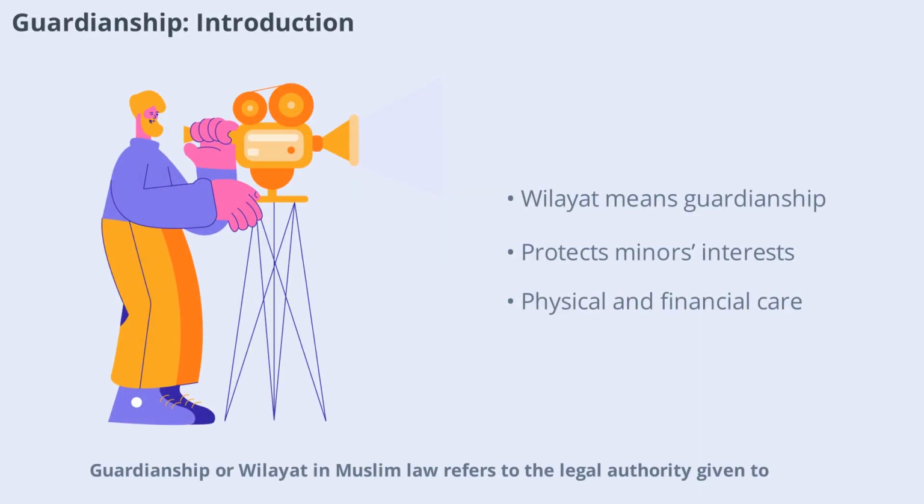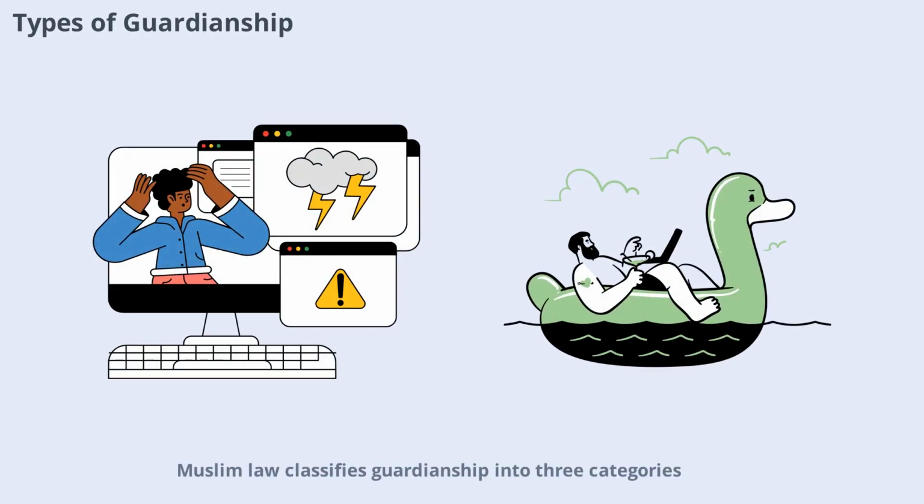Guardianship, or wilayat, in Muslim law refers to the legal authority given to a person to care for a minor's person or property. The law ensures that minors are protected, both physically and financially, until they reach adulthood. The definition of a minor varies but generally includes anyone under 18, or 21 if under court of wards. Muslim law classifies guardianship into 3 categories: guardianship of the person, custody or hizanat; guardianship of property; and guardianship for marriage, wilayat al-nikah. Each type addresses different aspects of a minor's welfare, ensuring comprehensive protection.